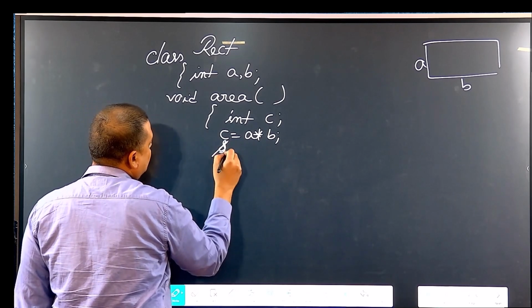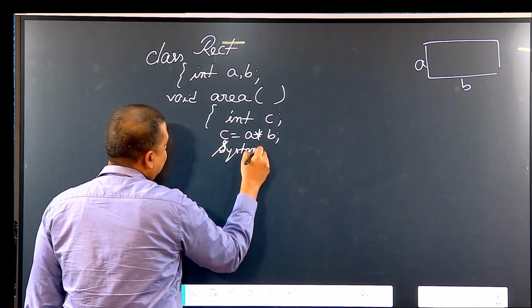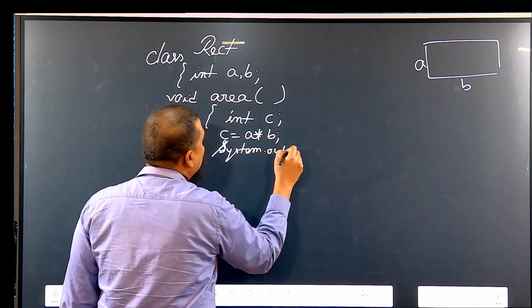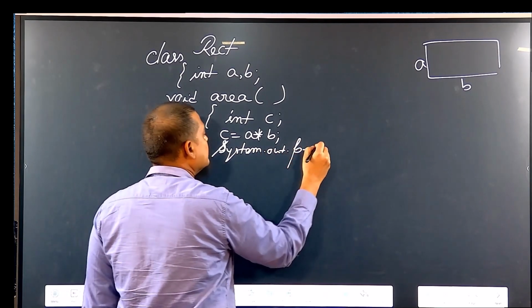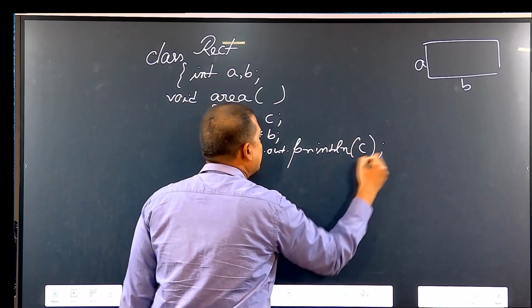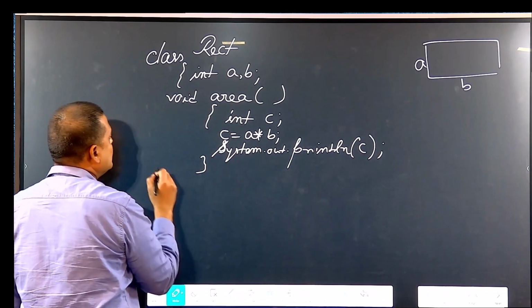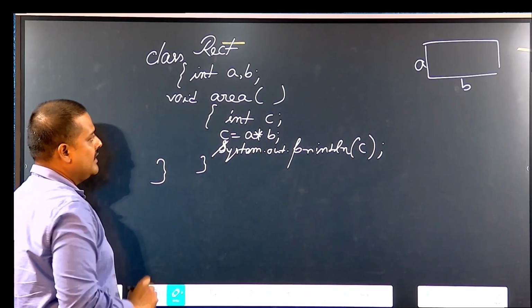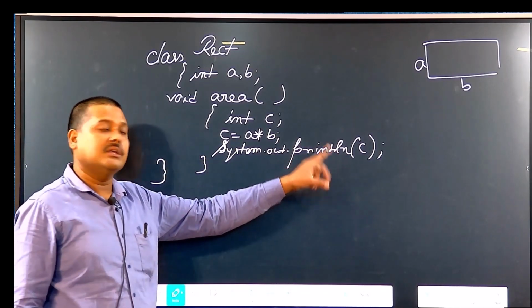So, System.out.println(c). Okay. Then the bracket is closed, this bracket is closed. Now, this is the template for the rectangle.